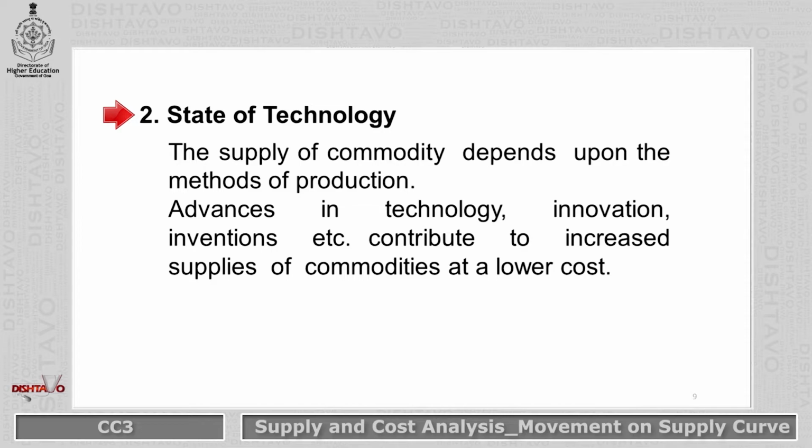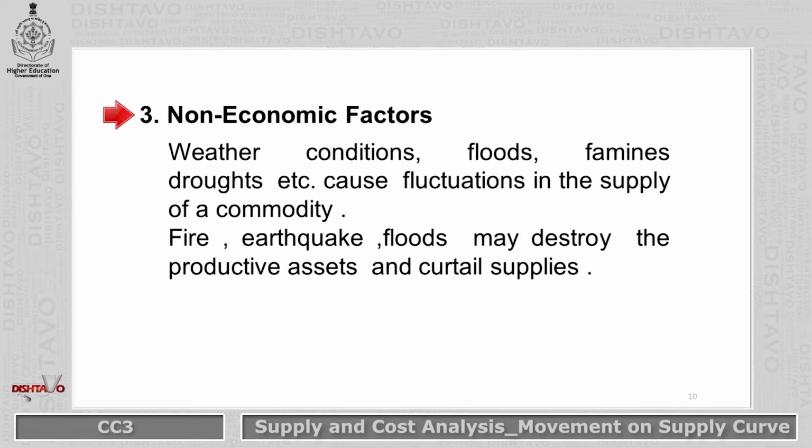Secondly, we have the state of technology. The supply of commodity depends upon the methods of production. Any advances that have been made in technology, innovation, inventions, etc. contribute to increase supplies of commodities, but at a lower cost.